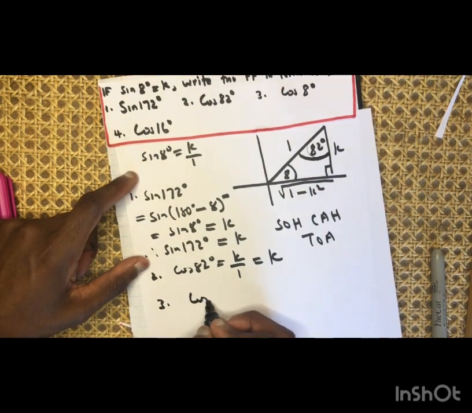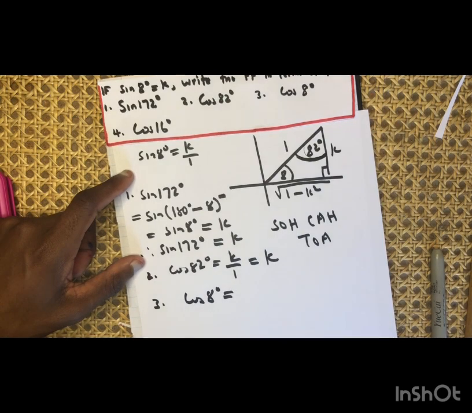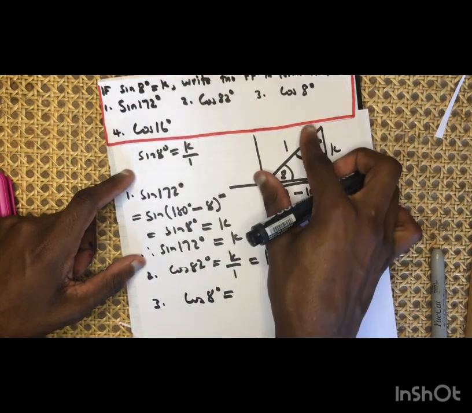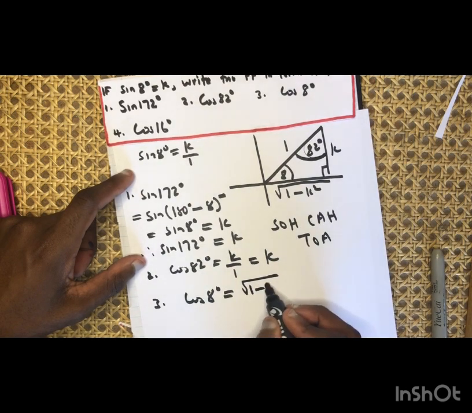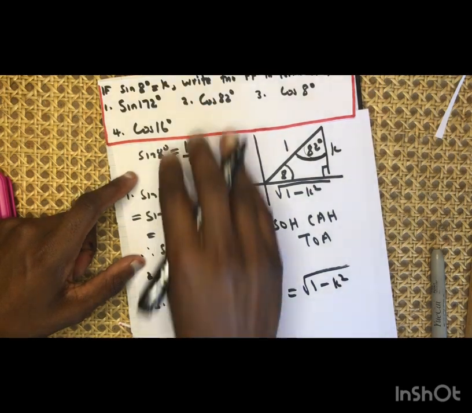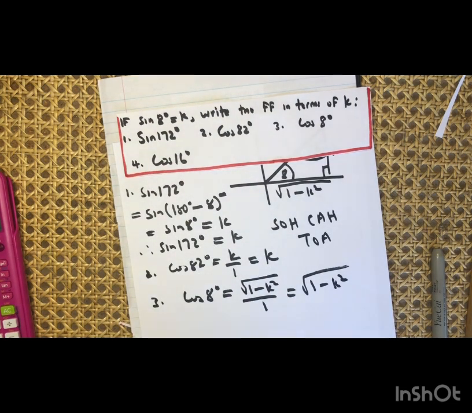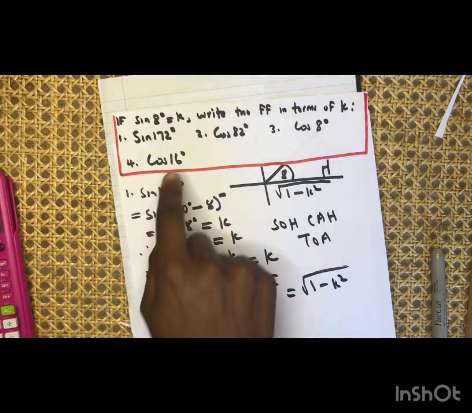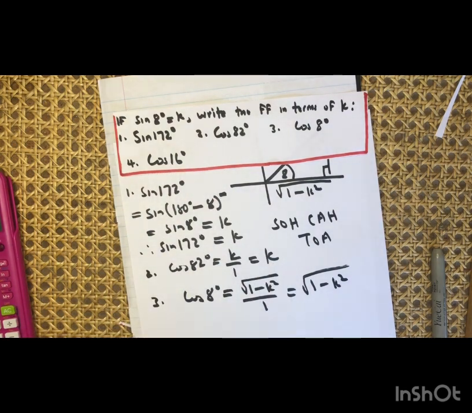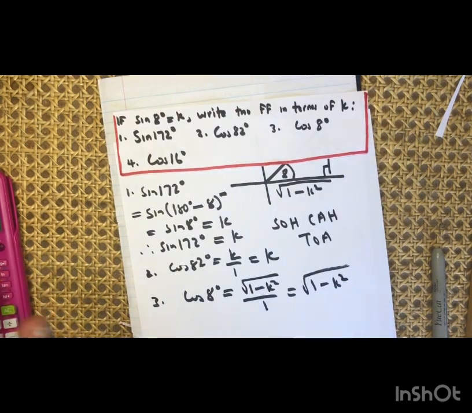So if I look for cos 8, now you are using this angle as your reference angle. Now your cos is an adjacent over hypotenuse. So it's going to be square root of 1 minus k squared over 1, which is the same as square root of 1 minus k squared. So guys, I will not finish this one. Number 4, you're going to do number 4 on your own. This is the double angle. You will change this one to be 2 times 8 and you expand your double angle. You can choose cos squared minus sine squared, or 2 cos squared minus 1, or 1 minus 2 sine squared. You have to get the same answer.